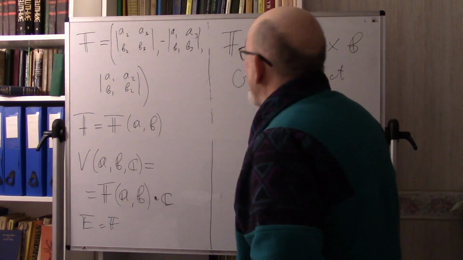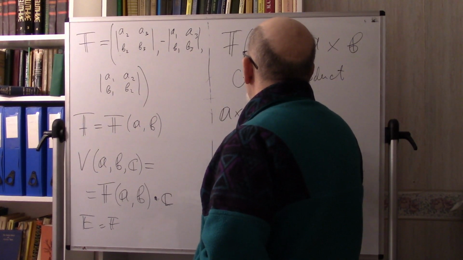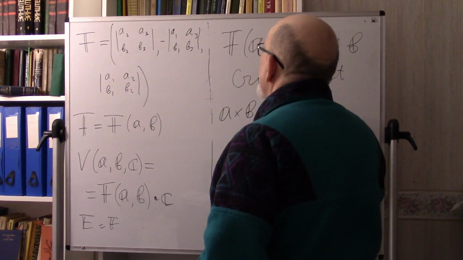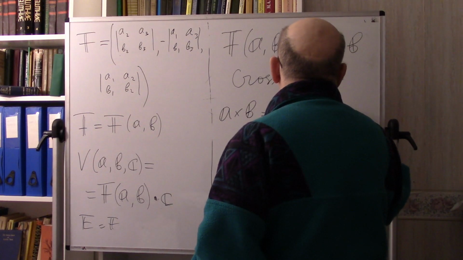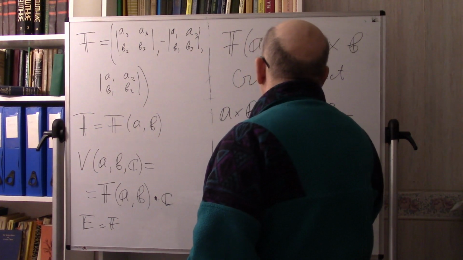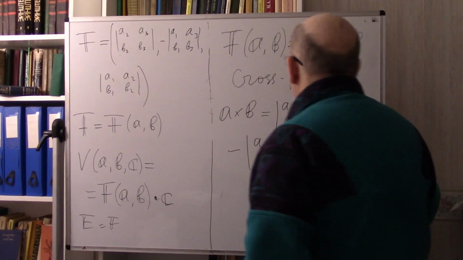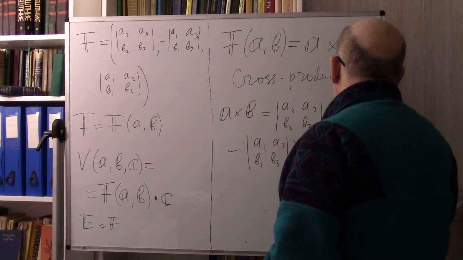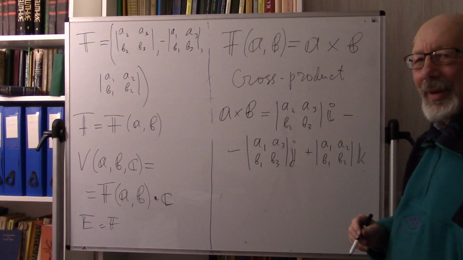So the cross product, A cross B, by this formula equals the determinant of A2, A3, B2, B3 times I, minus the determinant of A1, A3, B1, B3 times J, plus the determinant of A1, A2, B1, B2 times K. Yes?